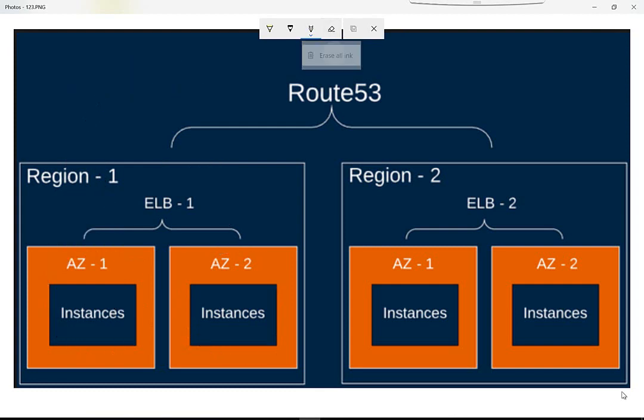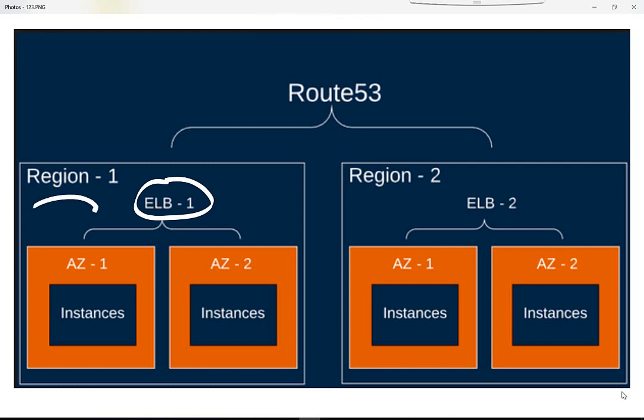But there are some questions I need to highlight and figure out the answers to first. The first question: is the load balancer from AWS based on the region or based on the availability zone? So what does it mean?